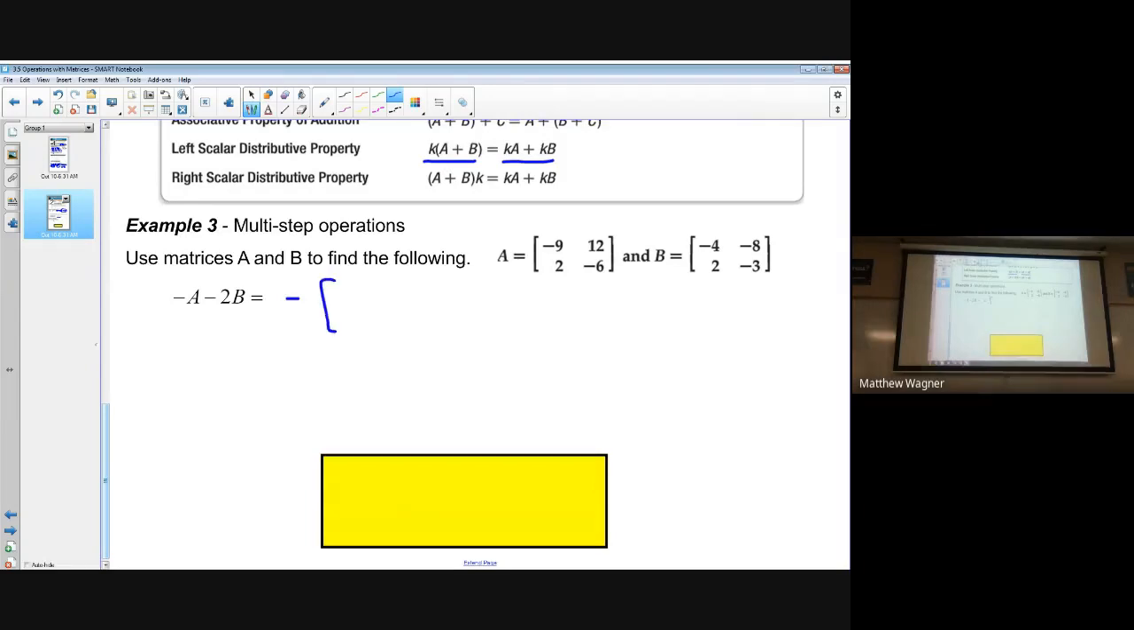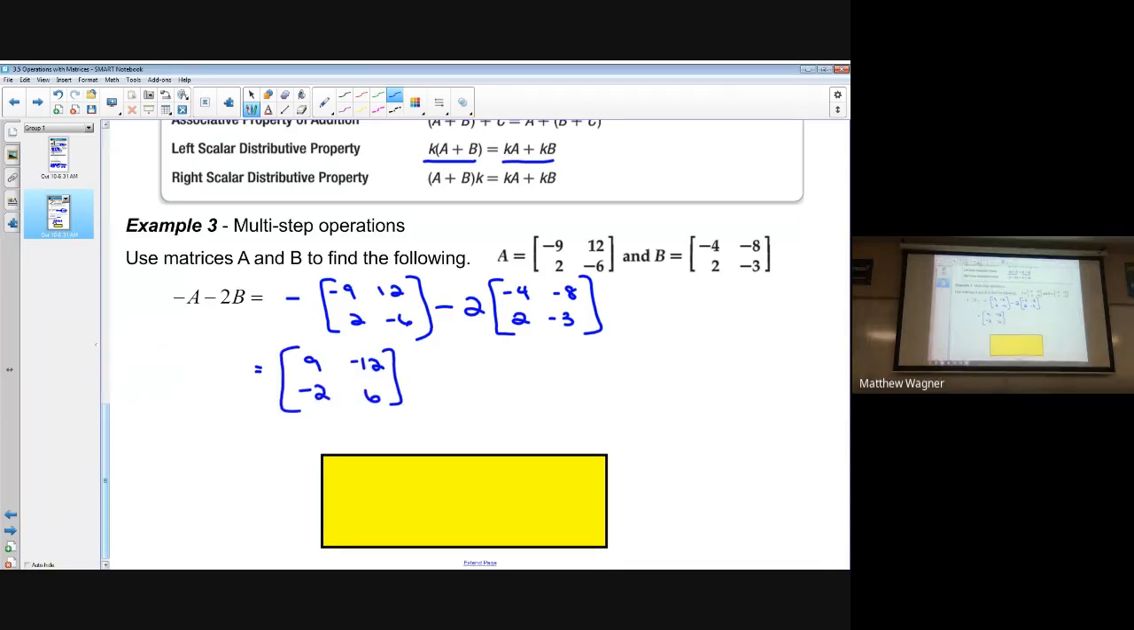So we have negative A, which is 9, 12, 2, negative 6. And we're going to subtract 2B. So we're putting a bunch of operations together, and then we need to figure out what the final matrix is. Just like with arithmetic, you can do it in a number of ways. I'm going to choose to do the scalar multiplication first. So I have 9, negative 12, negative 2, positive 6. And then I'm going to switch this to addition and scalar multiply by a negative 2.